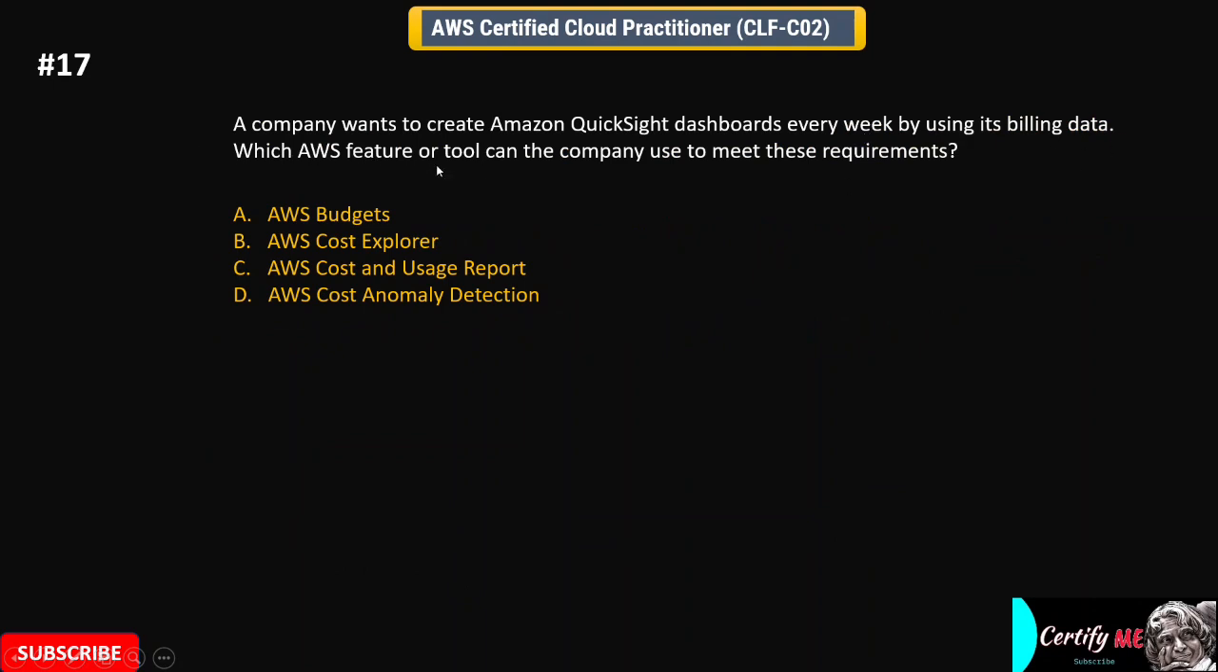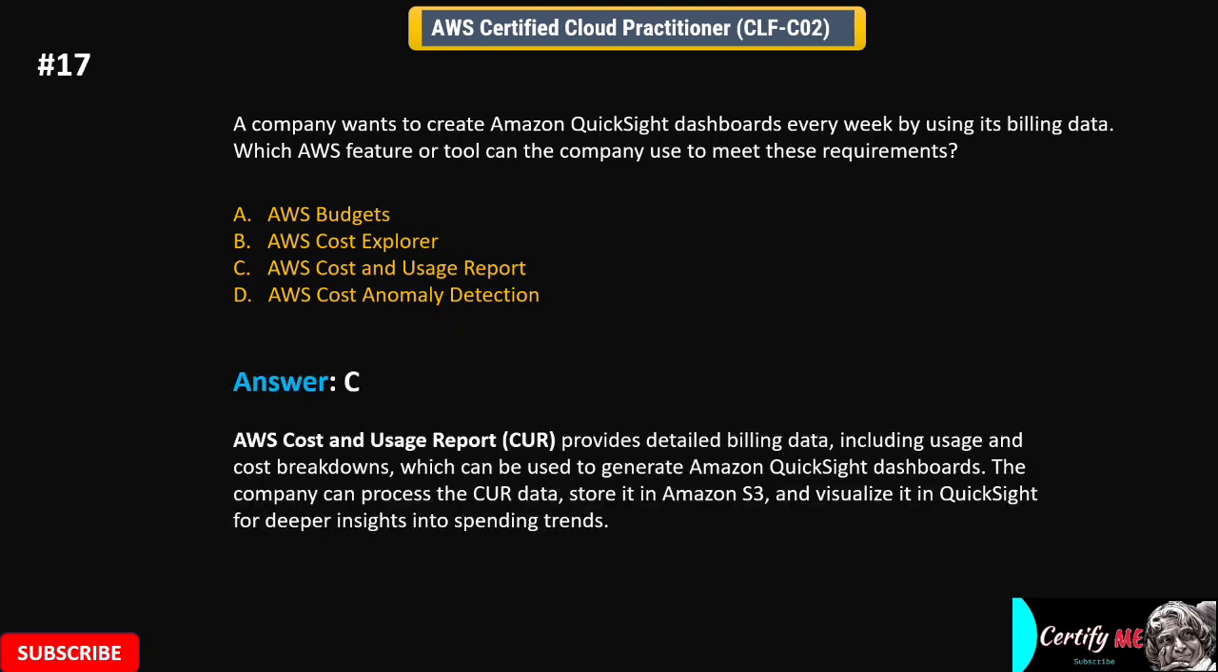Next question. A company wants to create Amazon QuickSight dashboards every week by using its billing data. Which AWS feature or tool can the company use to meet these requirements? The options are option A, AWS Budgets, option B, AWS Cost Explorer, option C, AWS Cost and Usage Report, option D, AWS Cost Anomaly Detection. The correct answer is option C.